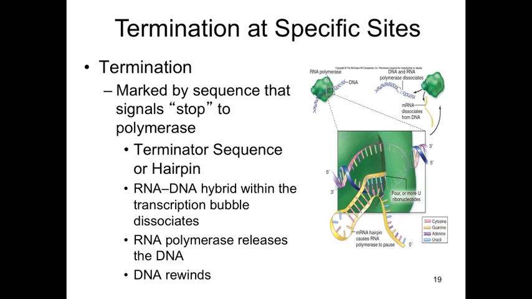Once this happens, the DNA and RNA hybrid within the transcription bubble dissociates, so the messenger RNA strand is released. The RNA polymerase will then release the DNA, and the DNA will rewind. So now we have everything dissociated. The messenger RNA is now ready to go on and be translated, and the DNA has become freed from the RNA polymerase, and the RNA polymerase is ready to go on and transcribe another gene elsewhere.